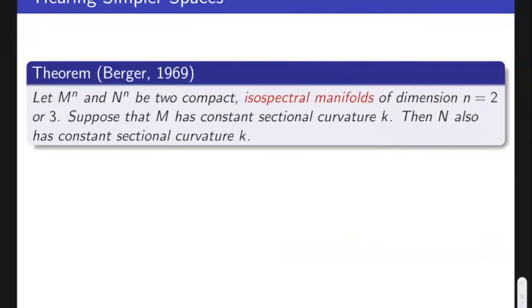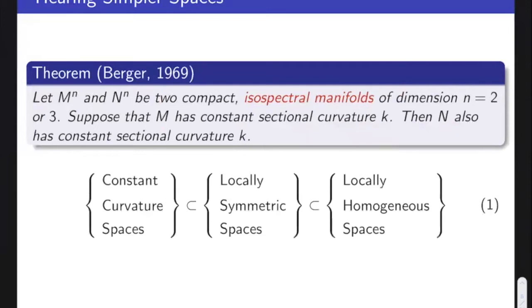So the first motivation for studying Laplace spectrum and geometric structure is the following. One of the first results in inverse spectral geometry is the following. If you take M and N two compact isospectral manifolds, which means that they have the same Laplace spectrum, of dimension 2 or 3, now suppose that M has constant curvature K, then N also has constant curvature K.